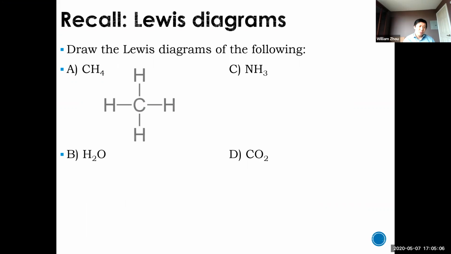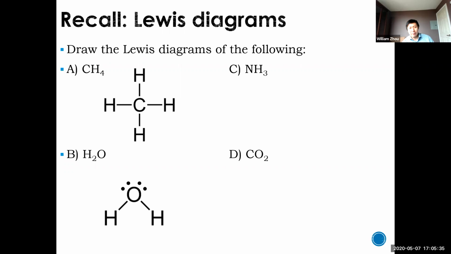So for the first one, you have methane. You just have a carbon with 4 hydrogens. That's it. You don't have any extra electrons, so I don't think there's a way for you to get this wrong. The second one is water, H2O. If you draw water in a linear fashion, then you will get the question wrong because water is bent. You can't draw water as a linear molecule, and in this lesson, I'll tell you why.